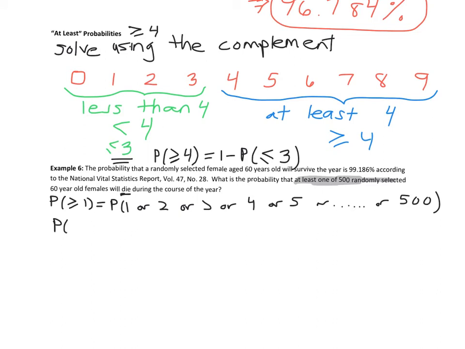All right, so the opposite of at least 1. So similar to what we did up here, except now instead of 4, we have 1. So the probability of greater than or equal to 1 is going to be 1 minus the probability of less than or equal to 0, or 0, right? So let's do a little side work.